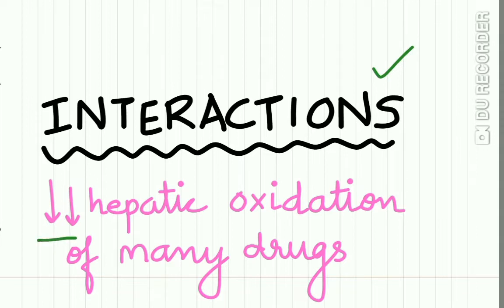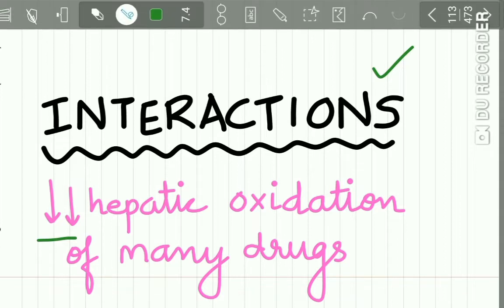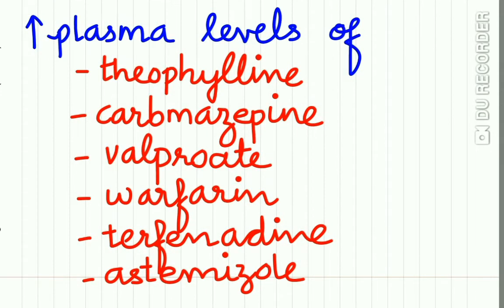Erythromycin reduces the hepatic oxidation of many drugs. Increased plasma levels of certain drugs are seen with concurrent administration with erythromycin. The drugs which show this increased plasma level include theophylline, carbamazepine, valproate, warfarin, terfenadine and astemizole.